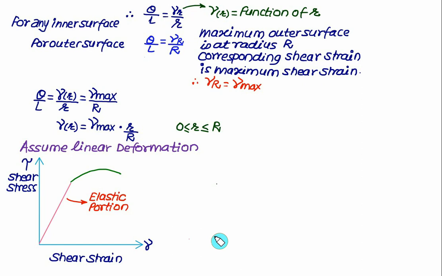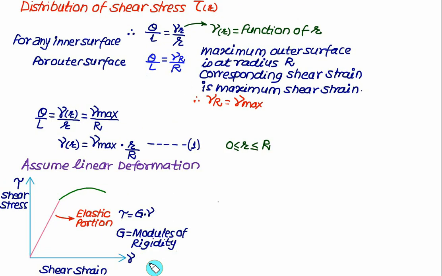One of the assumptions that we are using in deriving the torsion formula is that the material is elastic. That is, if we draw a graph of shear stress versus shear strain, then we are working in this elastic region. For this elastic region, we can have a relation between the shear stress and the shear strain, and the shear stress is given as modulus of rigidity G multiplied by gamma, that is the shear strain. Here G is called the modulus of rigidity.